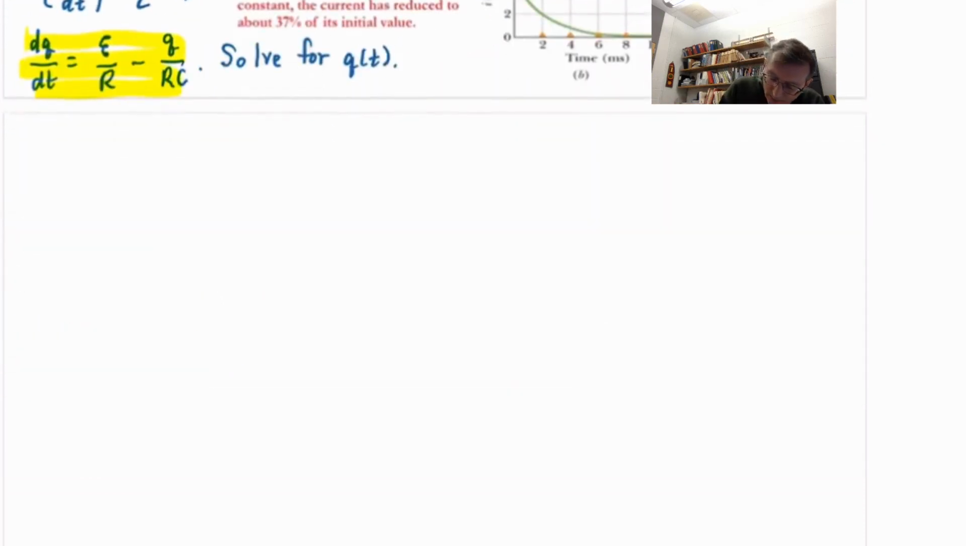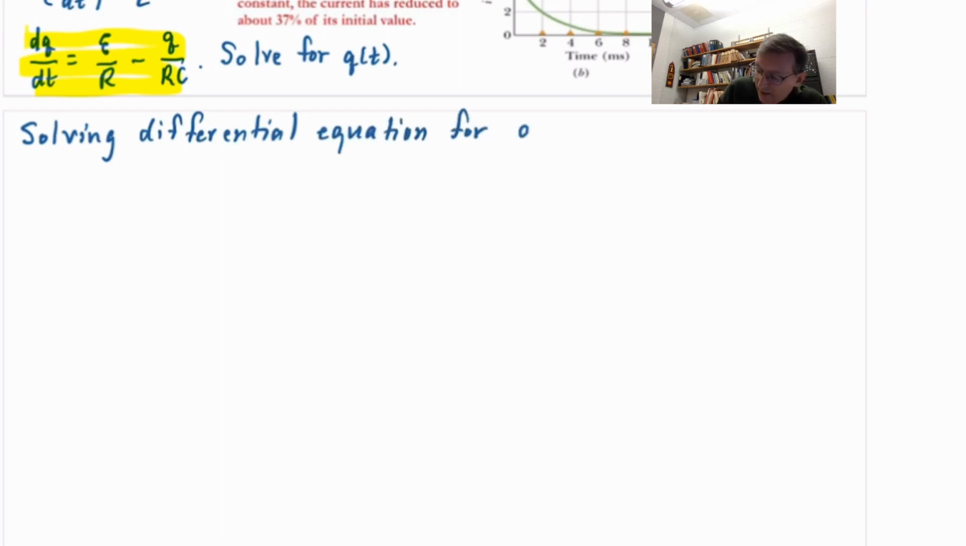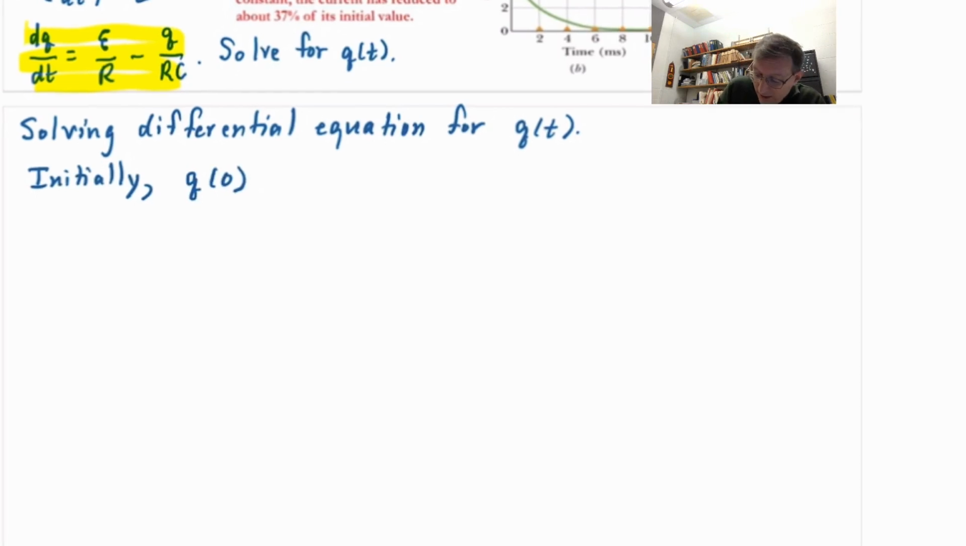So I'm going to come down here to this blank space, and I'm going to explain about solving the differential equation for the charge on the capacitor as a function of time. It requires us to know one thing that's called an initial condition. What is happening to the charge at time 0? Q at time 0. Well, the capacitor is initially uncharged. It has no charge. So the initial Q will be 0.